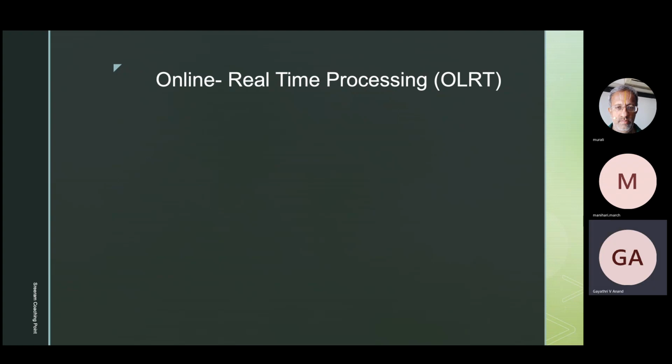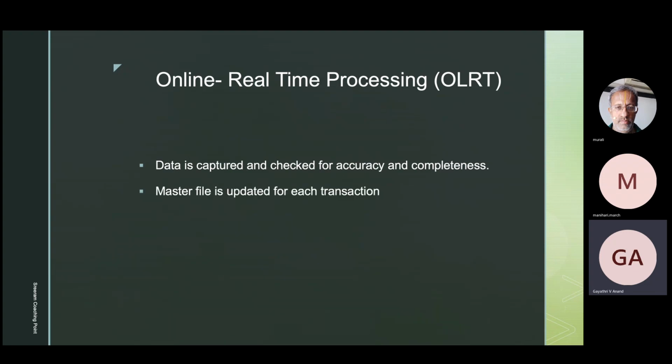Then you have online real-time processing where data is captured and checked for accuracy and completeness. Master file is updated for each transaction because it is real-time processing. Data is processed fast enough to get the response in time. So as and when something happens, it is processed. Now the example that I could give you for both is, say you have a normal kirana shop where this guy writes stock in, stock out using a ledger. That could be batch. Then finally at the end of the day, he will process and say, okay, so many kgs of atta is sold and this much is not sold.